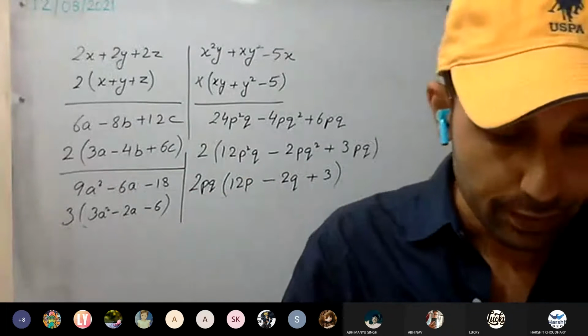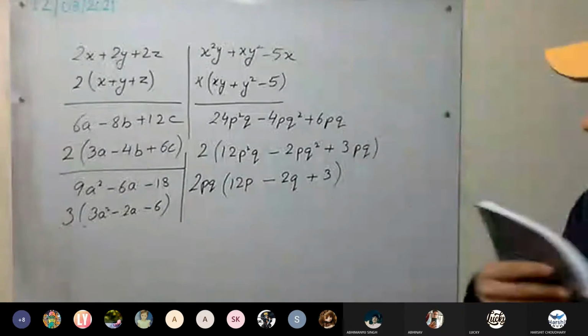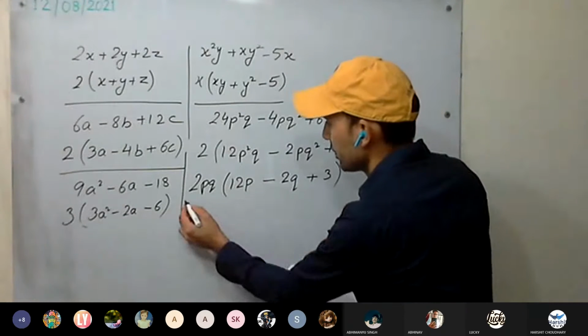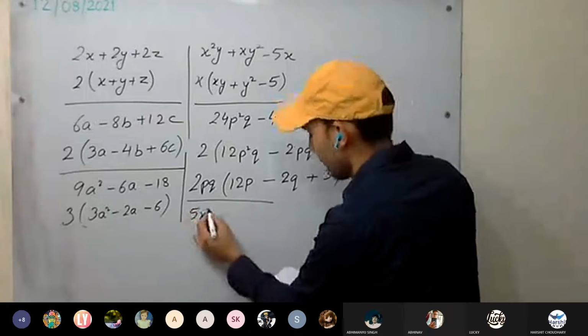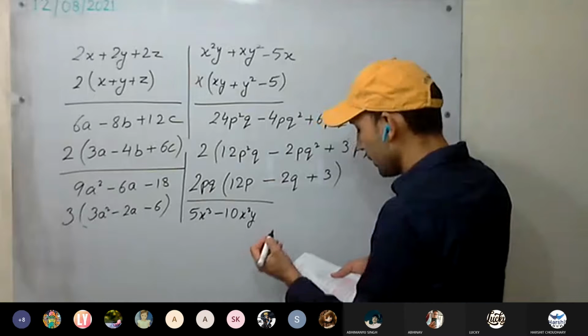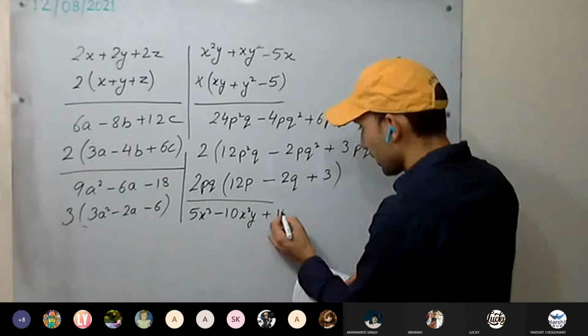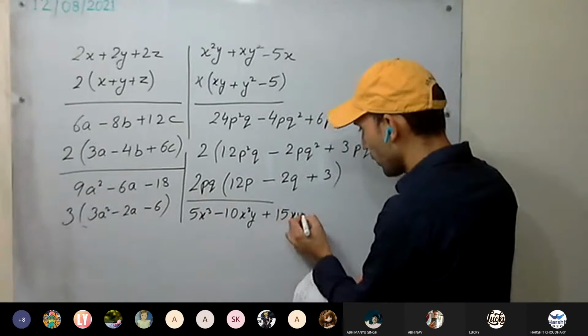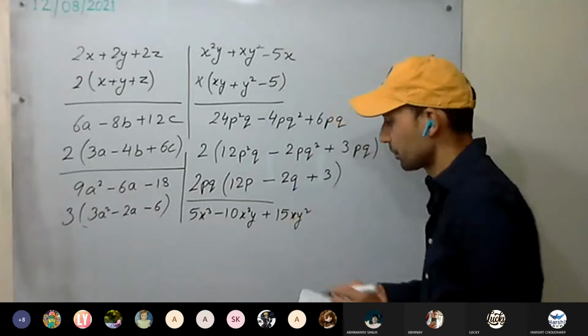Okay. Next one, 5x cubed minus 10x squared y. Everyone keep doing it in your notebook, and try to solve before me.